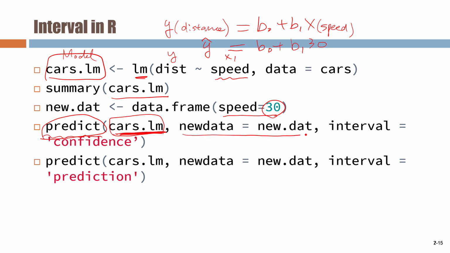And new data is the new data. This is like a speed of 30. And then interval, you can set the option. Interval is a confidence interval. Then what you can get is the prediction, which is the y hat, and we can also have some kind of interval here. Because this is confidence, you will have a confidence interval. Same thing here, the only option difference is if the interval is a prediction, then you will have a prediction interval.